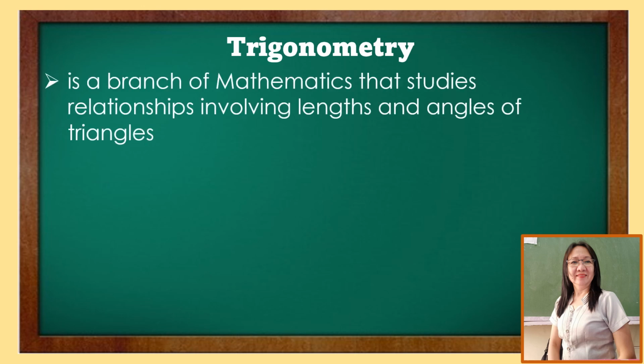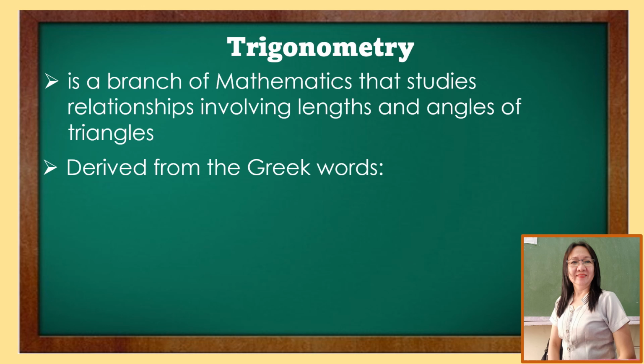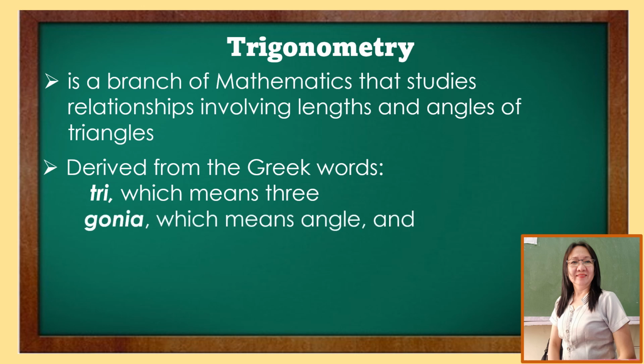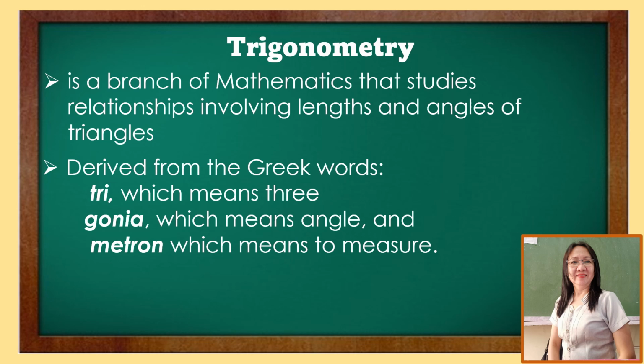Trigonometry is a branch of mathematics that studies relationships involving lengths and angles of triangles. It is also derived from Greek words: tri, which means three, gonia, which means angle, and metron, which means to measure.